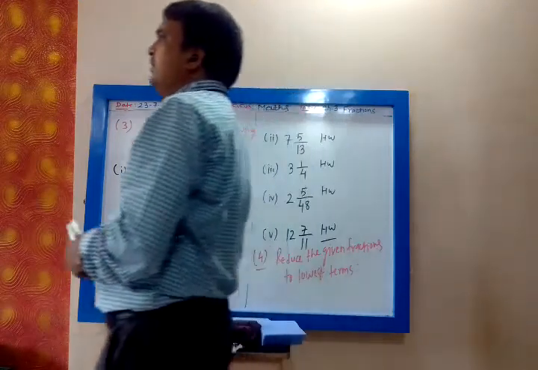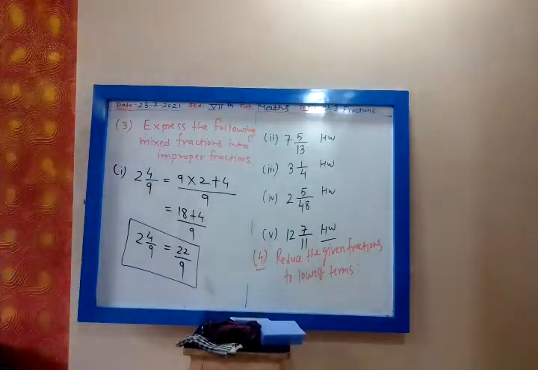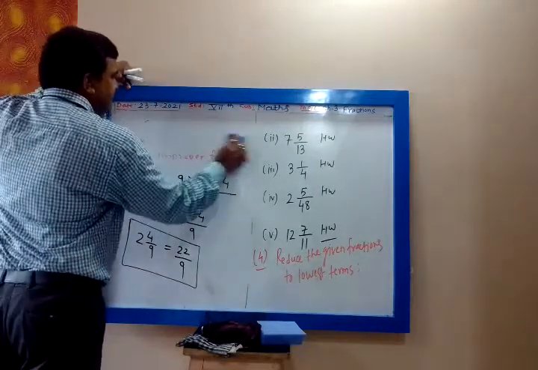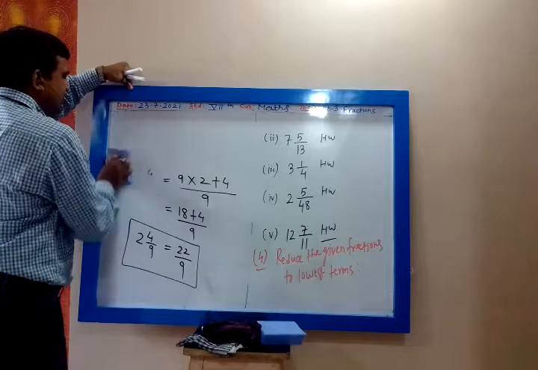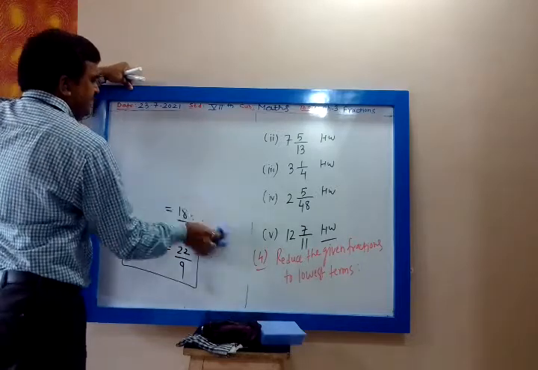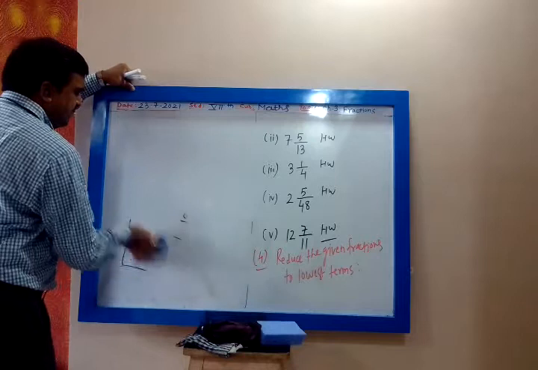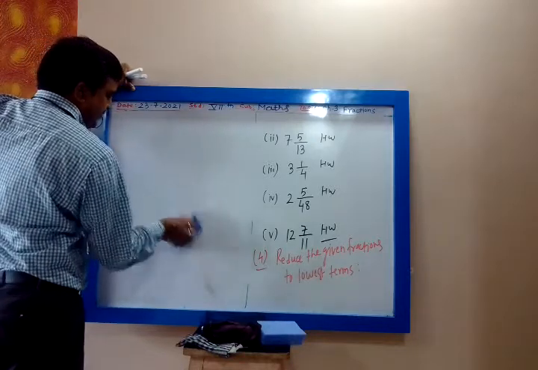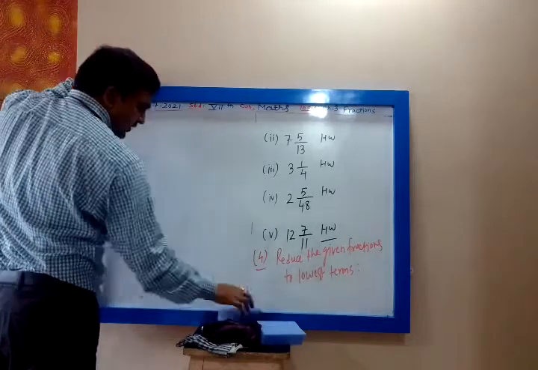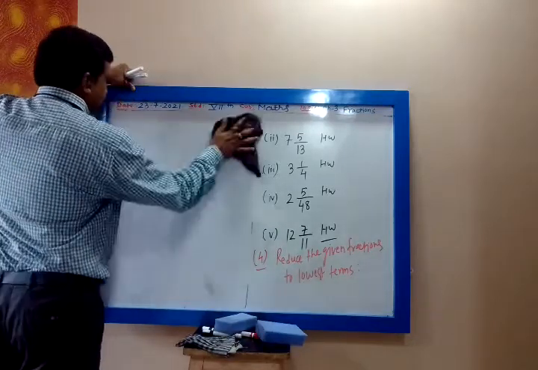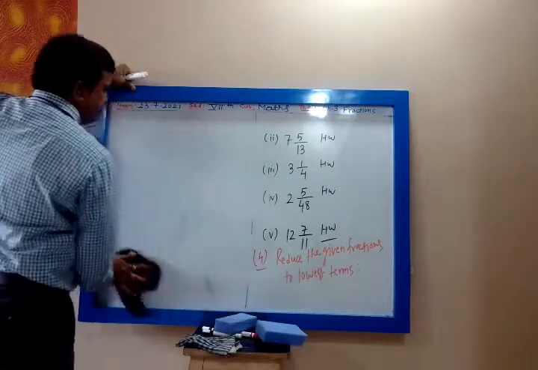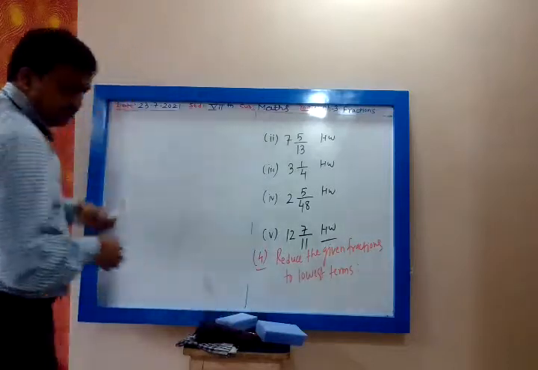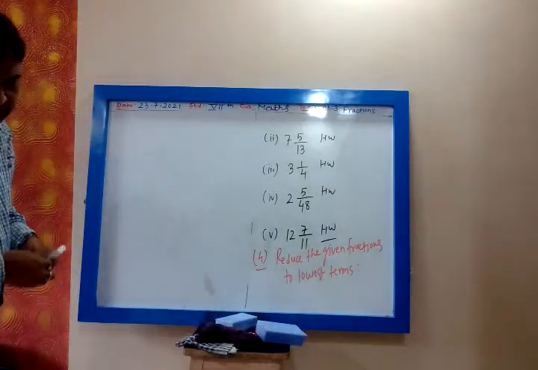We cancel the common factors of numerator and denominator. To reduce the given fraction to lowest terms, we cancel the common factors of numerator and denominator. The same thing we have seen in rational numbers. To write the rational number in the lowest term, we cancel the common factors of numerator and denominator. Let us see first, 8 by 18.